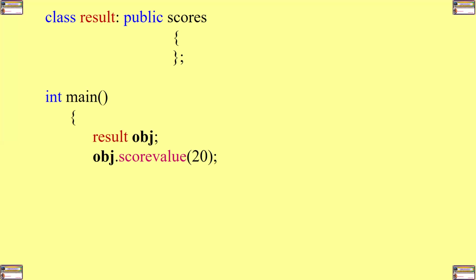called scores. So we are passing value 20 to the member called score value, that is the member of the base class, through the object for the derived class. And then the next statement is to display. What are we displaying? We are displaying the data that has been received by the member called score display.